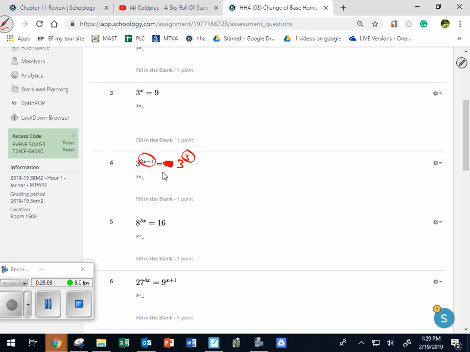Okay, this 5 is the first one where you're not going to want to just replace the 16 with an 8 to the something, because 8 to the something doesn't equal 16 very easily. You could do something really complicated with a fraction exponent, but other than that, I would just replace the 8 with a 2 to the something, and replace the 16 with a 2 to the something. And then you'll have the same base.